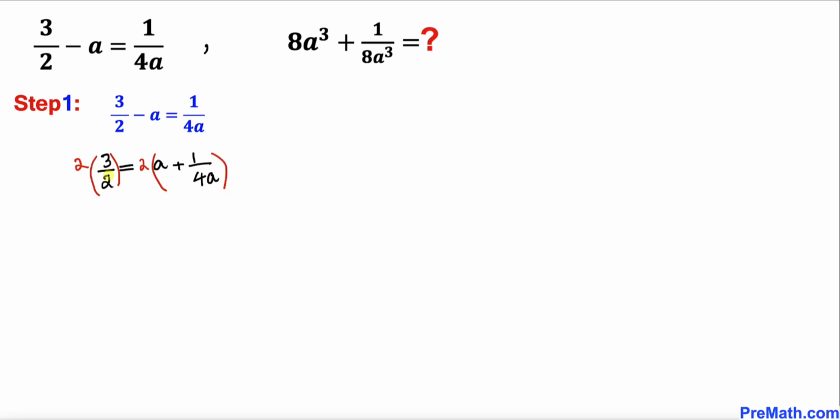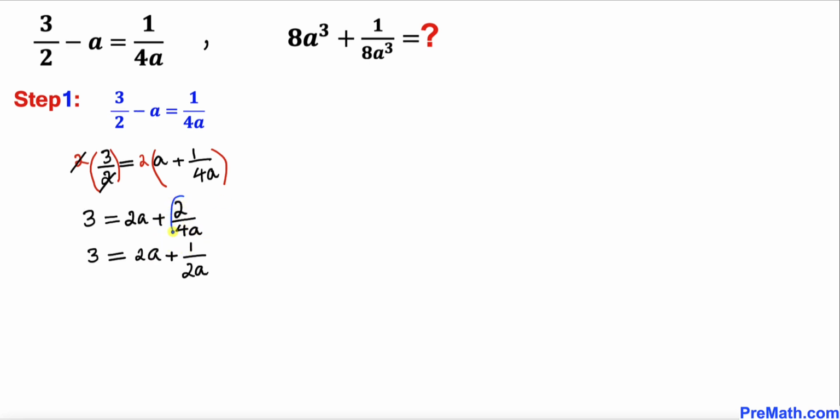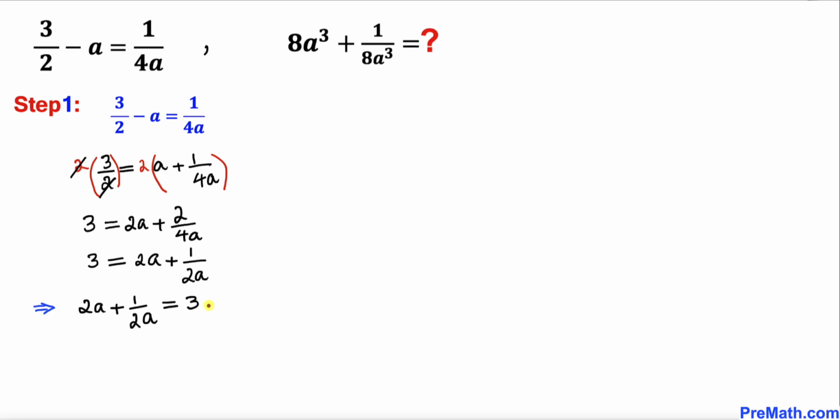And now we can see that this 2 and 2 cross each other out. So we ended up with 3 equals, on the right hand side, we are going to distribute this. That's going to give us 2a plus 2 divided by 4a. And in this next step, 2 divided by 4a has been reduced to 1 divided by 2a. And this could also be written as 2a plus 1 divided by 2a equals 3. Let me go ahead and call this our equation number 1.